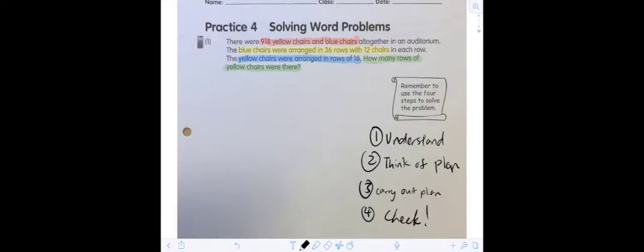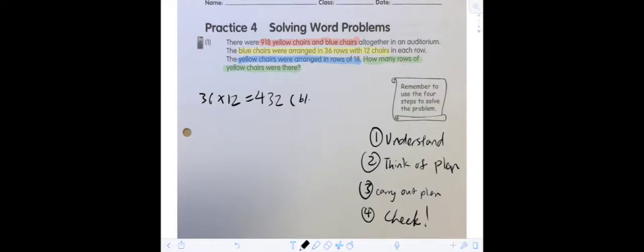Knowing there are 918 yellow chairs and blue chairs, and the blue chairs were arranged in 36 rows with 12 chairs, from here we can find out the total number of blue chairs. So the total number of blue chairs would be 36 rows multiplied by 12 chairs. 36 times 12 gives you 432. I'm just going to put in brackets here that this is actually the blue chairs.